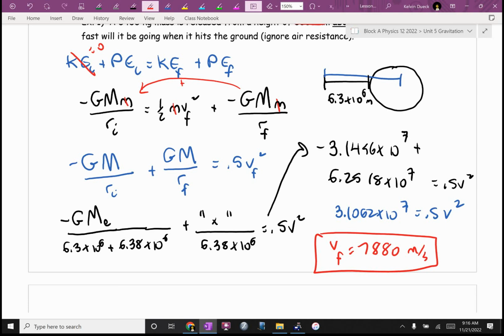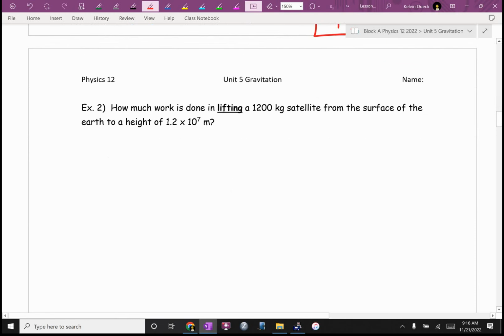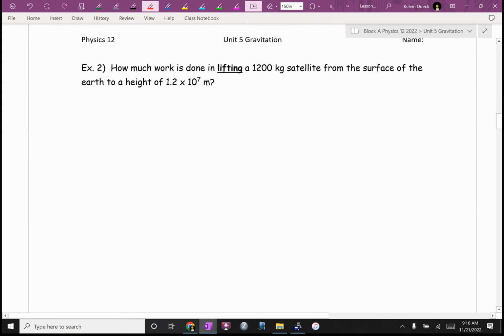So that's an example of using conservation of energy. Now, how did I know to use conservation of energy? Finley, what did they ask me to find? Speed. The other question I'll throw at you is, example 2. Lena, what's example 2 asking me to find? How much what? Work. Okay?